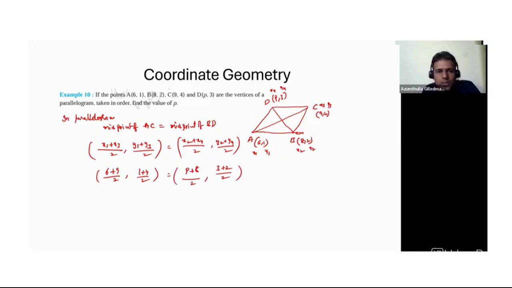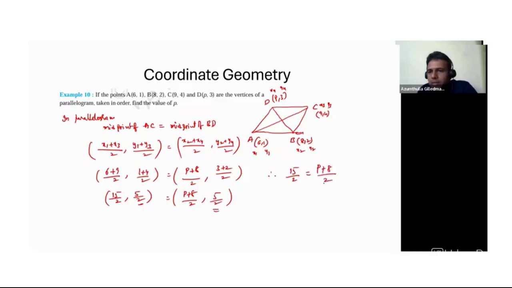So if I solve this, 6 plus 9 is 15 by 2, comma, 5 by 2 should be equal to p, I don't know, so let's keep as is, and this is 5 by 2. So if you see here, the y coordinate I already got as same. Now, can I equate p plus 8 by 2 should be 15 by 2, right? As the x and y coordinates should be same. So therefore, I can say 15 by 2 is nothing but p plus 8 by 2.